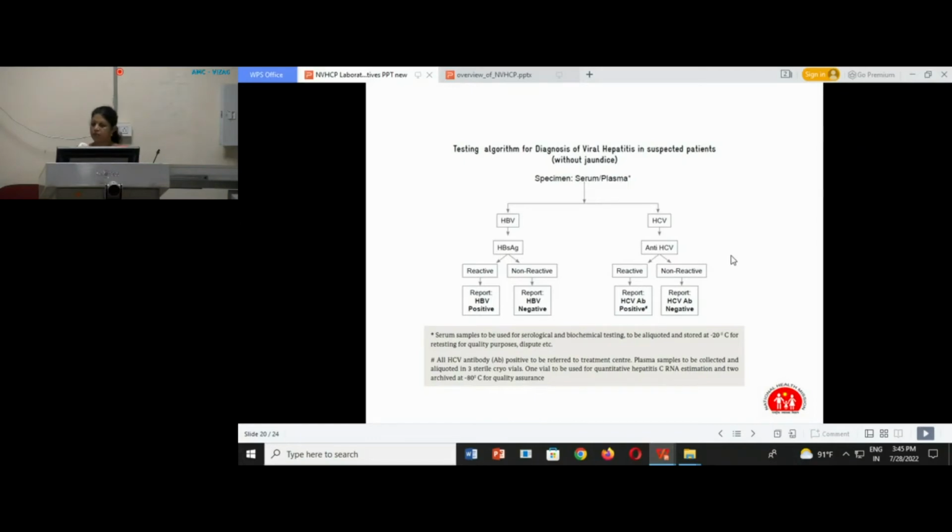Serum samples are stored at minus 20 degrees, and all HCV positives are referred to the treatment center. Plasma samples are split into 3 and stored in cryo vials. One is used for quantitative purposes, that is for HCV RNA estimation, and the other 2 are stored at minus 80 degrees centigrade for quality assurance.